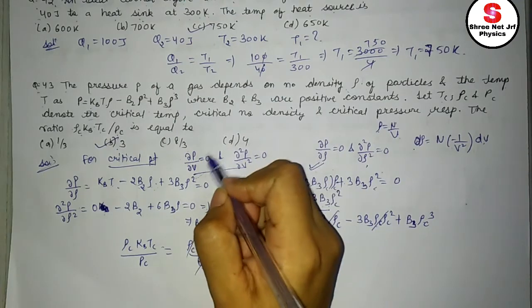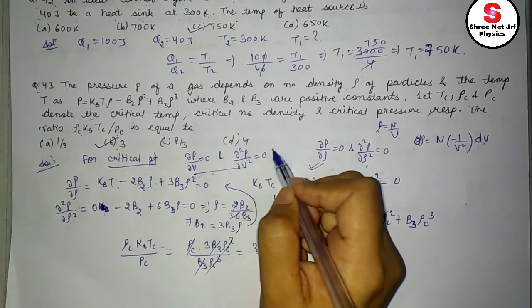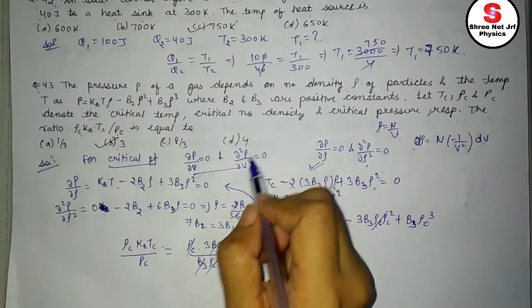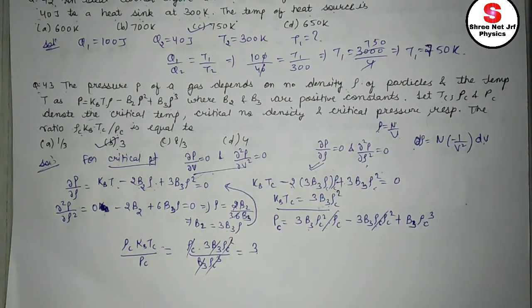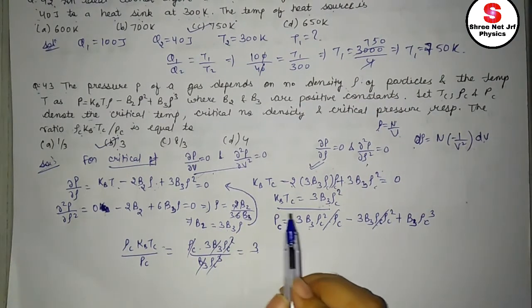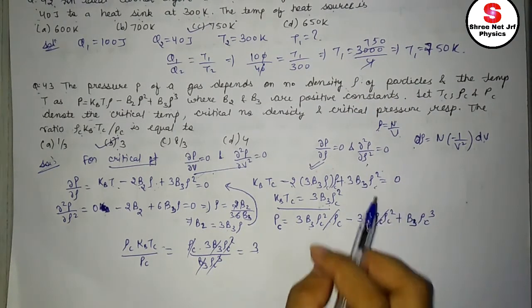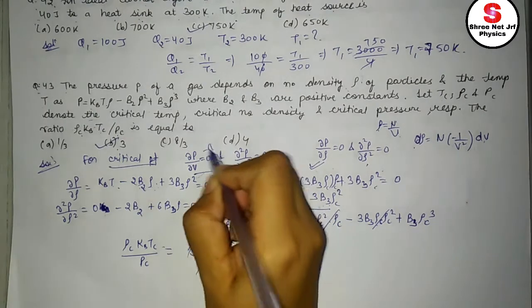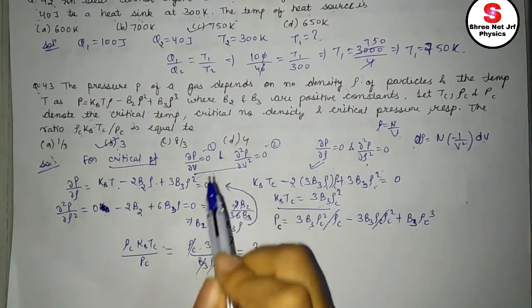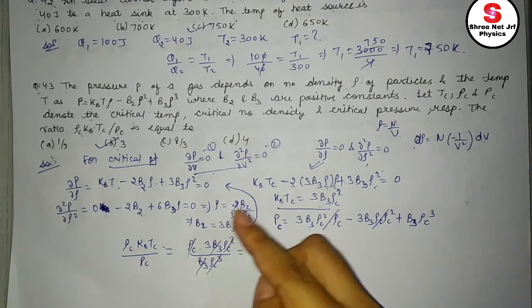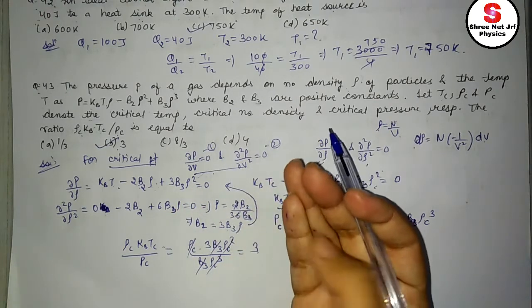Okay, use this, name it as equation 1, use this, name it as equation 2, and then just add both those terms. Then you will get a relation for critical volume VC. Then again equation 1 and 2. Use that value of VC in equation 1, then you will get critical temperature TC. You got VC, you got TC.